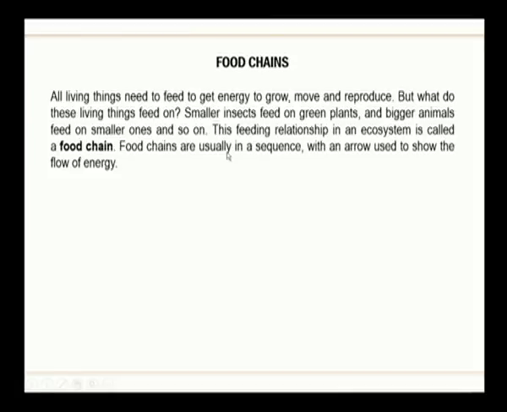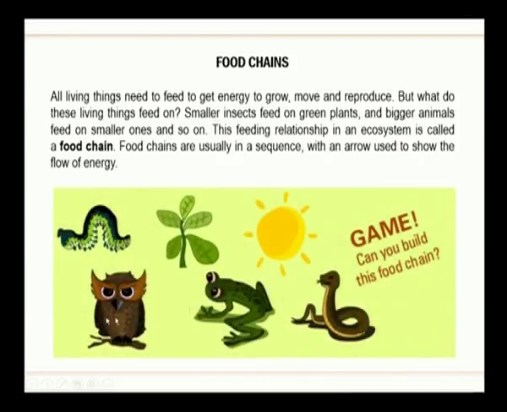A food chain is usually shown in a sequence, with arrows used to show the flow of energy. As we see, the sun produces energy which is necessary for the plant to grow, and the plant creates its own food, and the snail feeds on the plant, which takes its energy and helps it to grow.